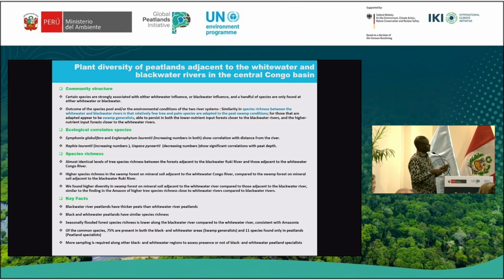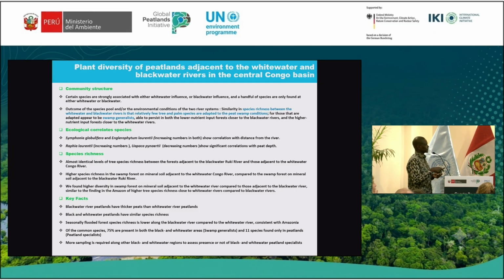So about the plant diversity, we did a short analysis of the two kinds of waters, the black and white waters. What we see is that there is a strong association of species between the white and the black water in that area. And the outcome of the species pool is also important and linked to environmental condition between the two systems. White water and black water river are relatively few trees and palm species dominated.